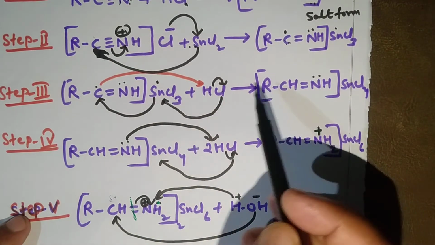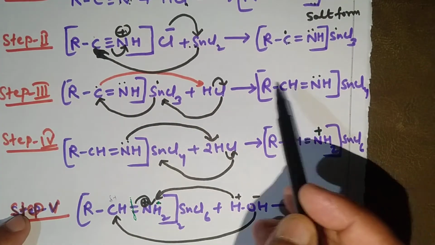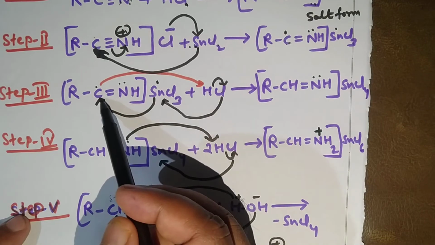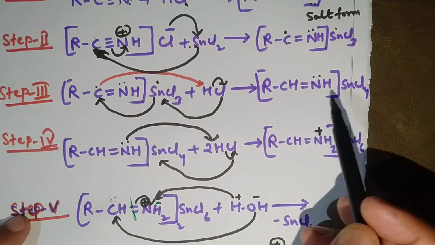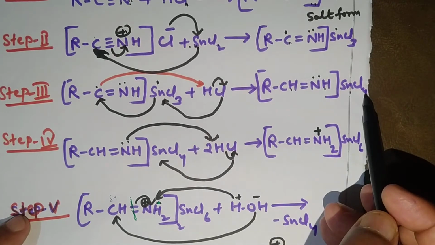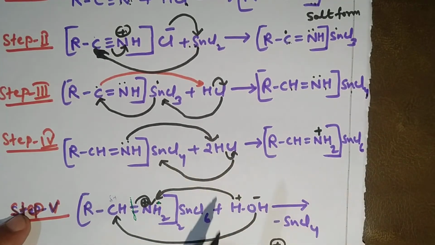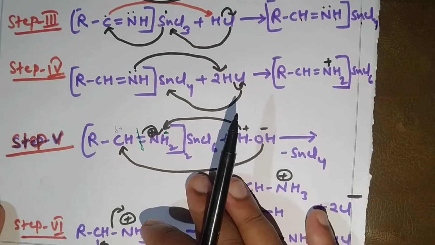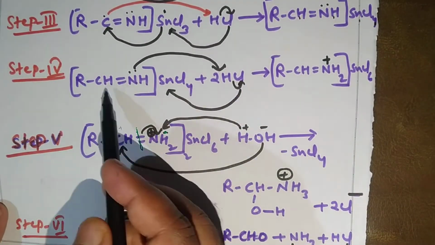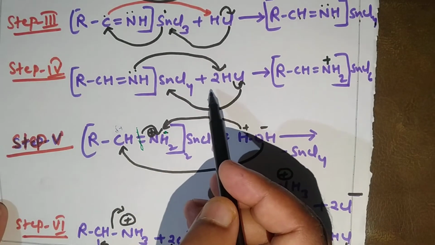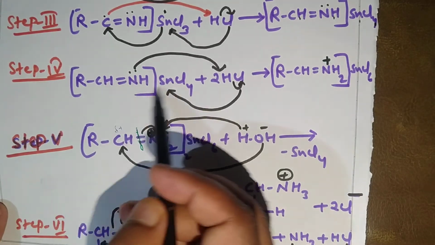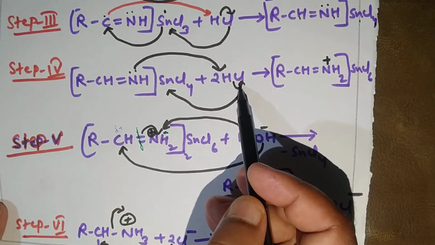So what will happen, we have RCH, H is attached, this H is attached with carbon. Okay, so we have RCH NH SnCl4. Now in step 4 you will see that this compound reacts with 2 molecules of HCl. This compound will react with 2 moles of HCl.